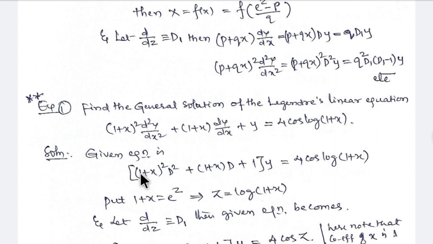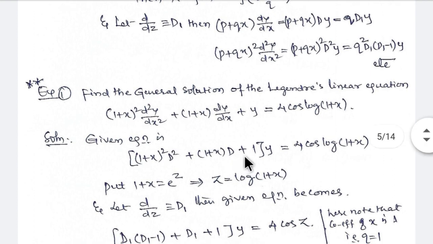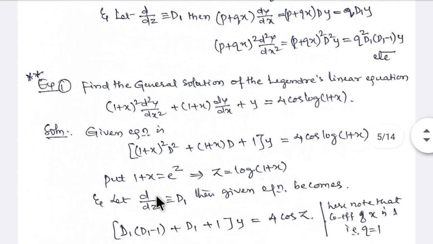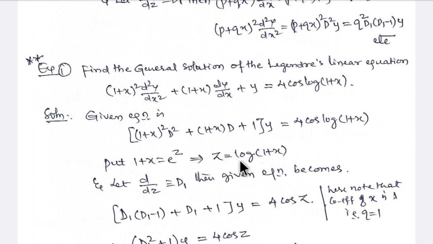Take the given equation and write it in symbolic form: (1 + x)^2 d^2 + (1 + x) d + 1, acting on y, equal to 4 cos log(1 + x). So you put the substitution 1 + x = e^z. Here the linear function is 1 + x. This gives z = log of (1 + x).